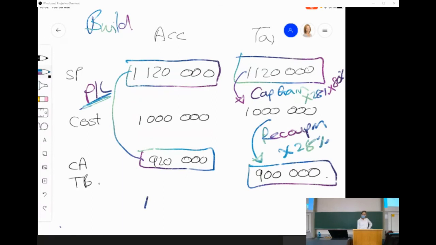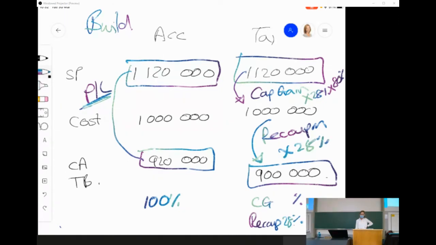Because for accounting purposes, 100% of that profit is included in P&L, but for tax purposes, we are also going to be taxed on the 100%, but on the capital gain. We are going to be taxed at a different rate than we would be for the recoupment.